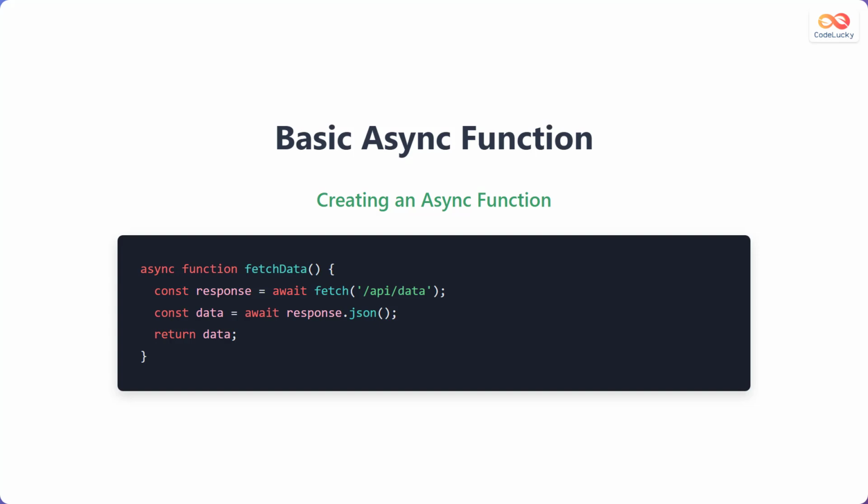Here's a basic example of an async function. We define an async function called fetchData. Inside this function, we use the await keyword to wait for the fetch request to complete. Once the response is received, we extract the data using response.json, and again await for it to complete. Finally, we return the data. This approach makes the asynchronous code look and behave a bit more like synchronous code, which enhances readability.